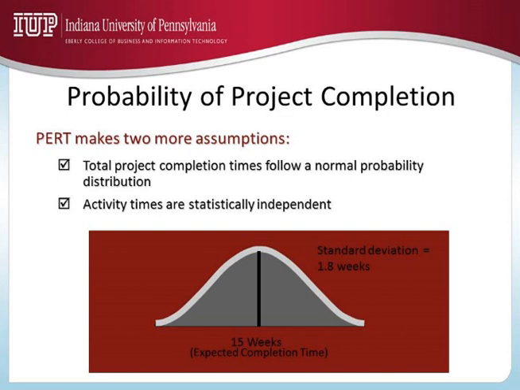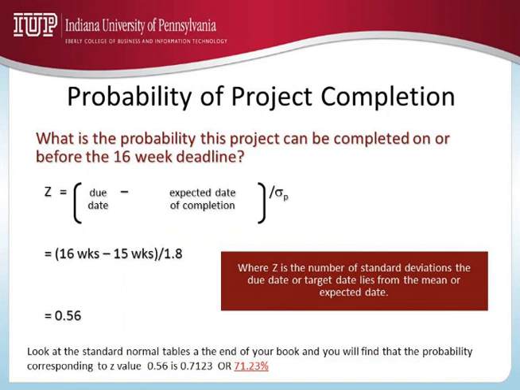Or with 99.74% confidence, you can say that the project takes anywhere between 9.6 weeks, which is 15 minus 3 times 1.8, all the way up to 20.4 weeks, which is 15 plus 3 times 1.8. Now, let me ask a specific question. What is the probability that this project can be completed on or before the 16-week deadline?